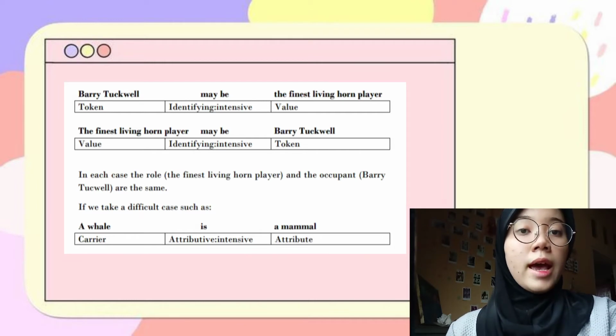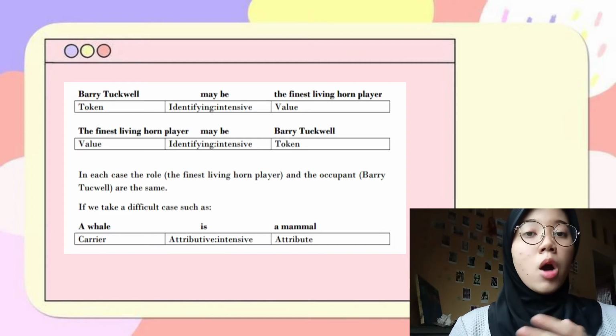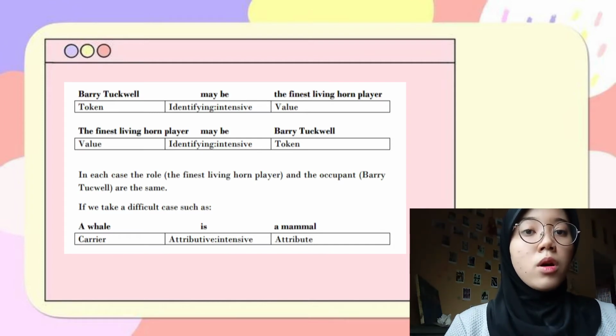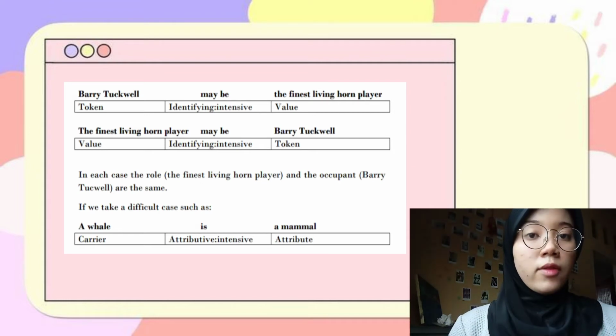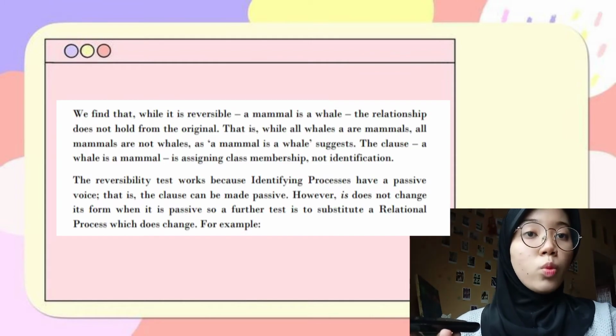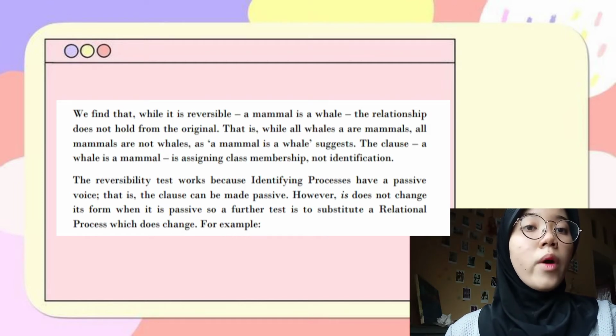If we take a difficult case such as a whale is a mammal, where a whale is carrier and a mammal is attribute, attributive intensive, we find that while it is reversible, a mammal is a whale, the relationship does not hold from the original. While all whales are mammals, all mammals are not whales, as a mammal is a whale suggests. The clause a whale is a mammal is assigning class membership, not identification. The reversibility test works because identifying processes have a passive voice. That is, the clause can be made passive.